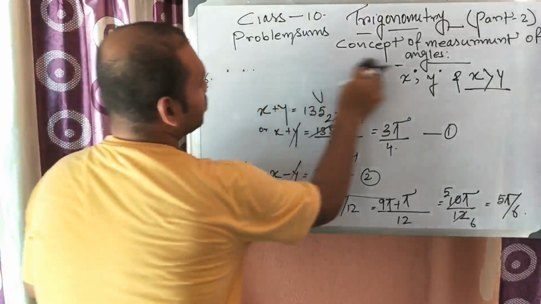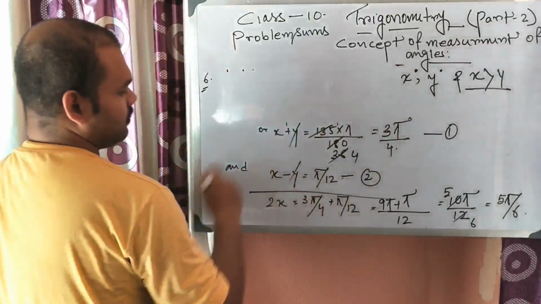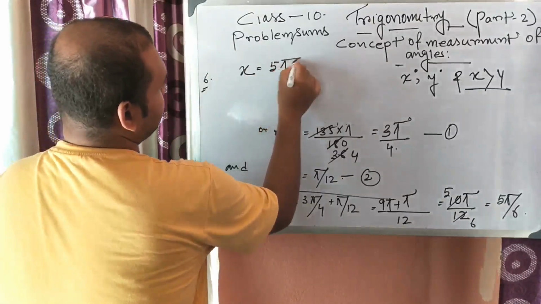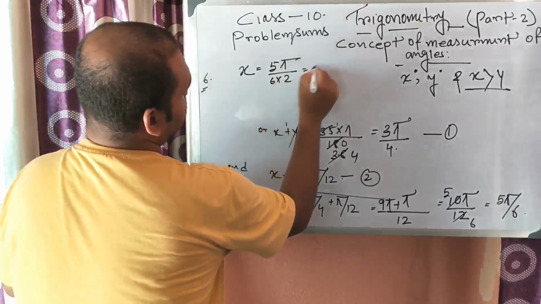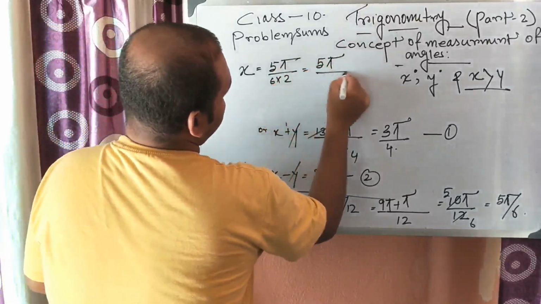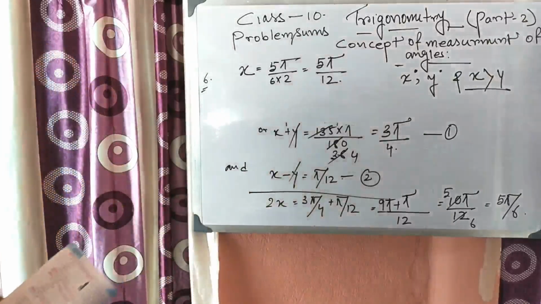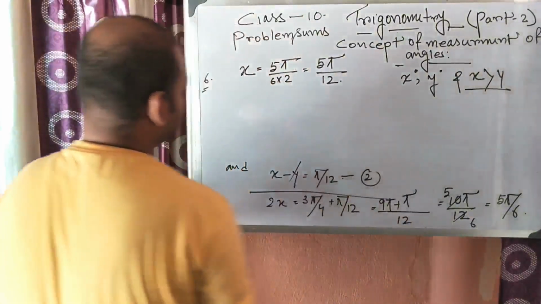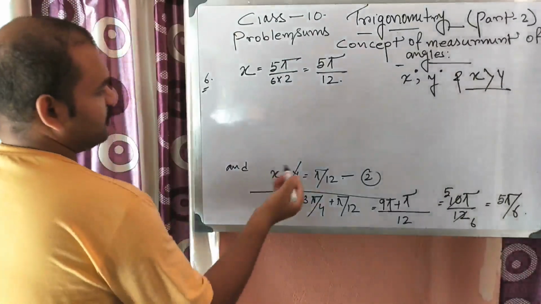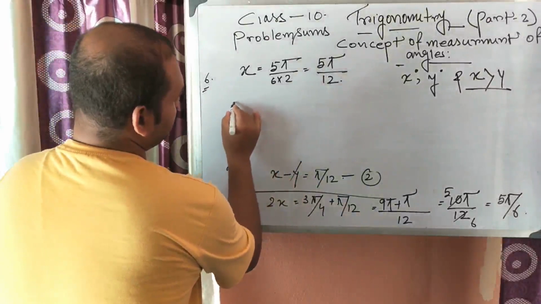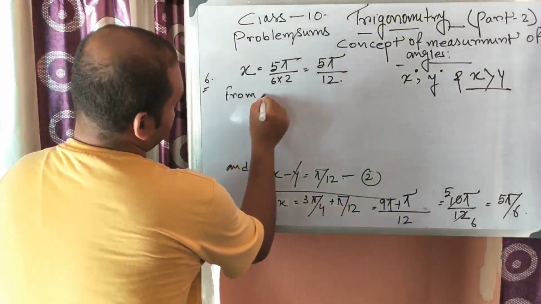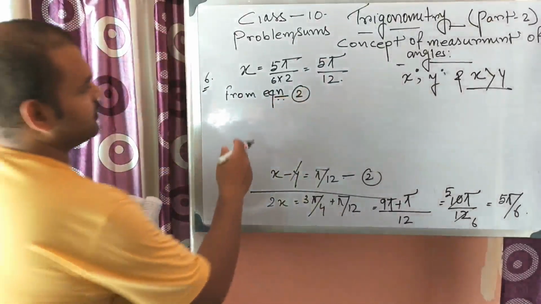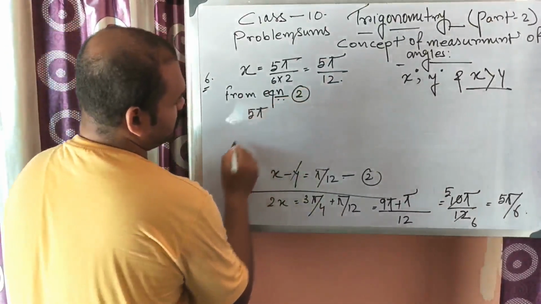So therefore value of x will be what? So x will be 5 pi by 6 into 2, which is 5 pi by 12. So if x is 5 pi by 12, then what is the value of y? Just write down from equation 2. What we get from equation 2? Just put the value of x there.